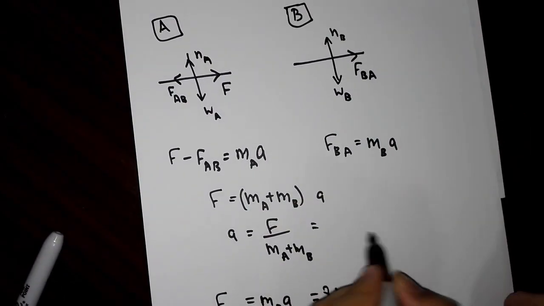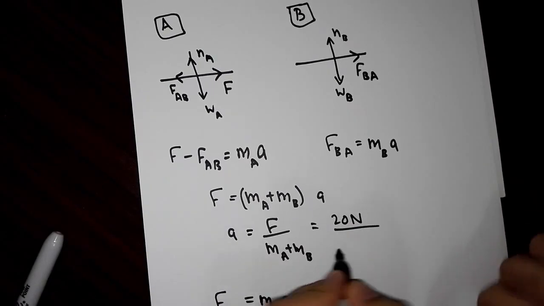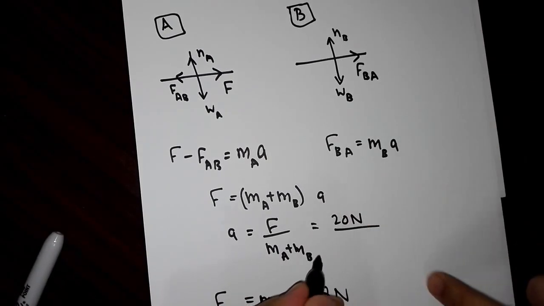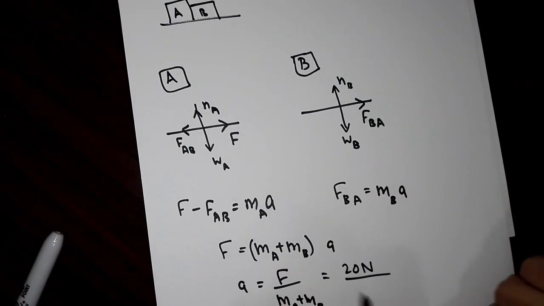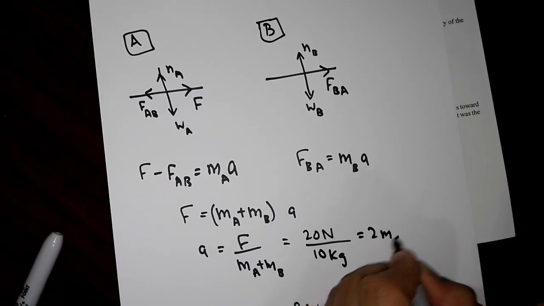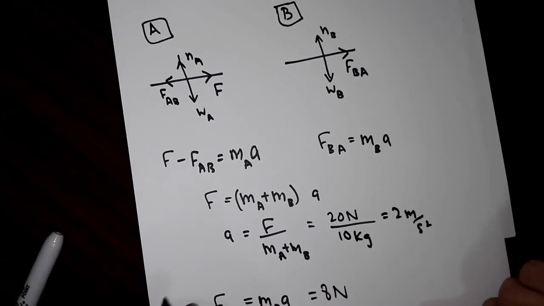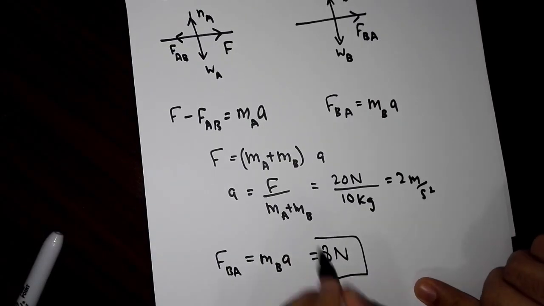Okay, and acceleration, let's plug in the numbers for acceleration also. So F is 20, and MA plus MB, the masses of the two, 6 plus 4 is 10 kilograms. So you get 2 meters per second squared. And since MB is 4 kilograms, 4 times 2 is 8. So that gives us our answer.